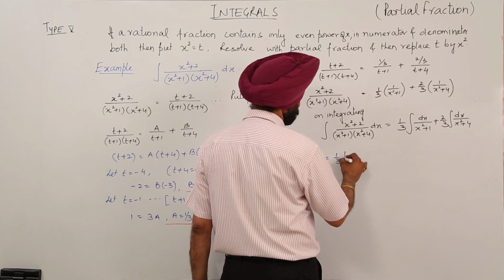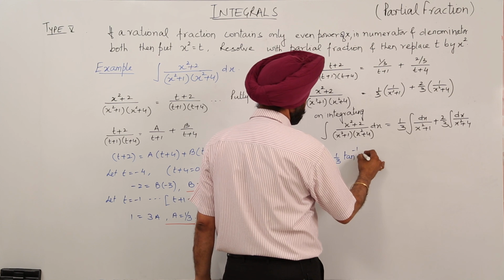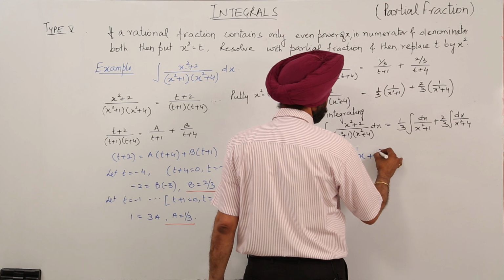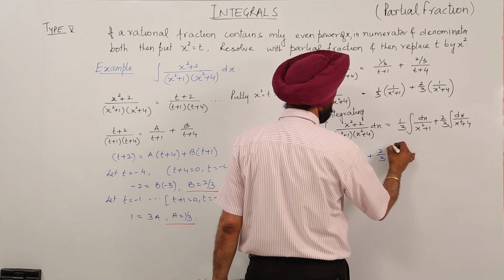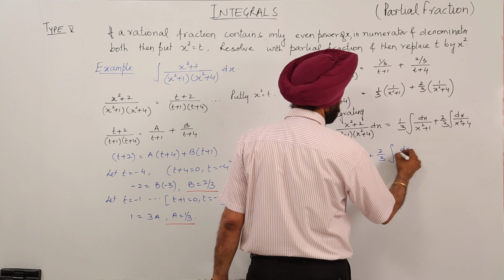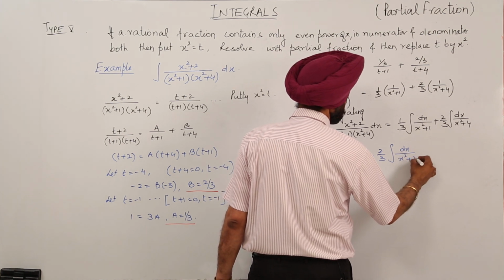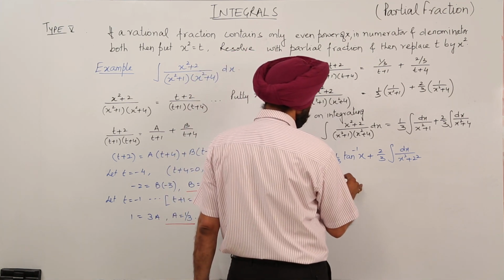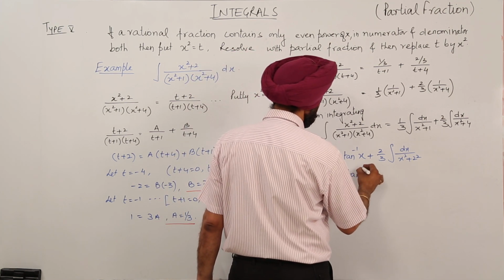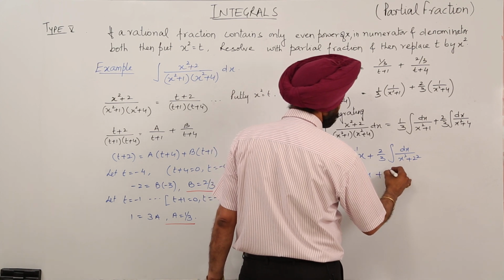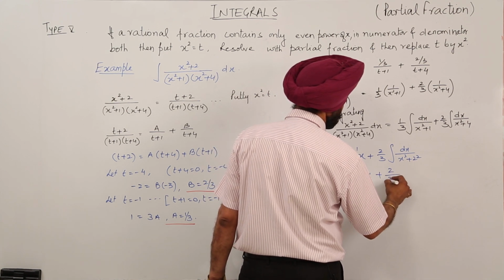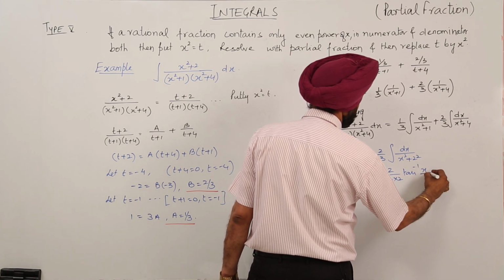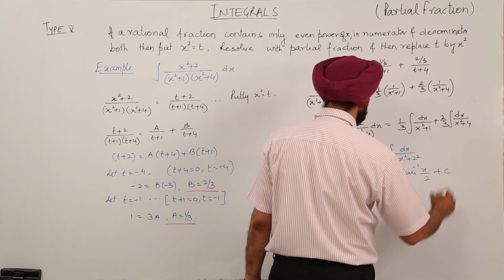Now one upon 3 tan inverse x for this part, plus 2 by 3 integration of dx upon (x square plus 2 square). Okay, so this becomes 1 by 3 tan inverse x plus 2 by 3 into 1 by 2 tan inverse x by 2 plus c.